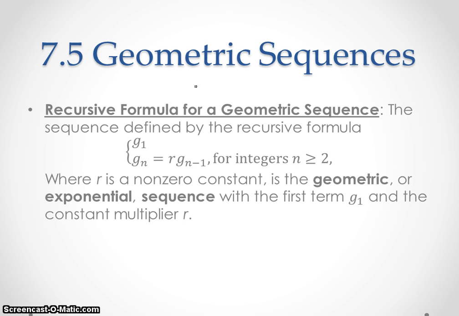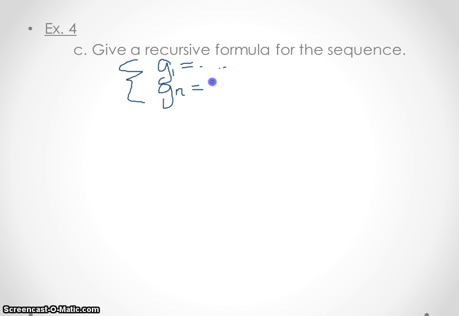Give a recursive formula for this sequence. If you remember, recursive formulas take the form with braces, then you have g sub 1 equals whatever that is, so you put a number here, and then g sub n equals, now let's go back because this one was from all the way in the beginning. Here it is. g sub n equals r times g sub n minus 1, and then you have your comma, for integers, blah, blah, blah. Notice this is a 2 here, and I'll explain why in a second.